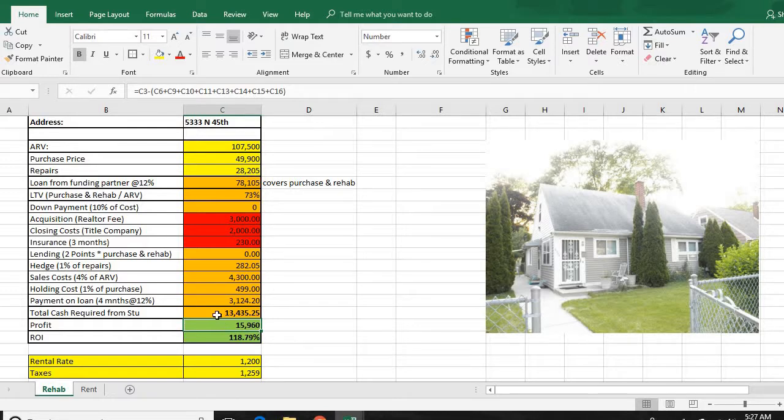So that full ROI, cash on cash, $15,960 divided by $13,435 is 118%.